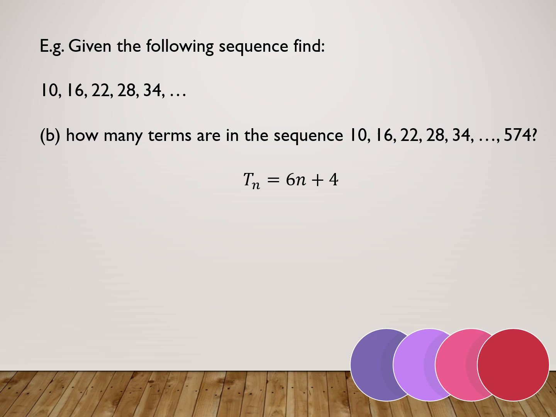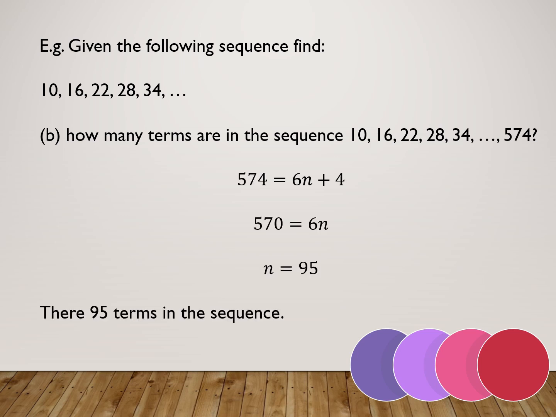So how many terms are in the sequence that ends in 574? Our nth term formula was Tn equals 6n plus 4, and we want what term? So what's the nth term that is 574? I'm going to replace the Tn with 574, subtract the 4 and divide by the 6, so n equals 95. So there are 95 terms in this sequence.